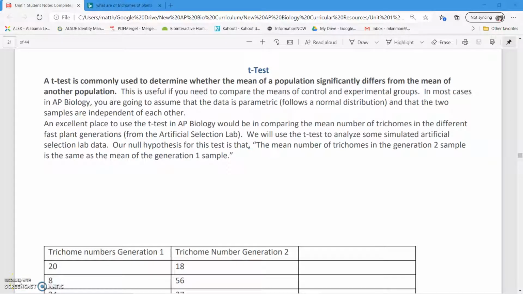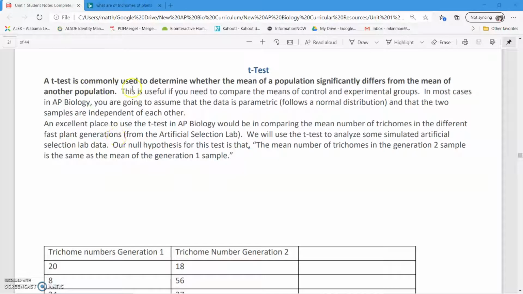Alright, so in this video I'm going to talk about the t-test for the water lab. You're probably wondering, we already have a chi-square test, why do we need a t-test? Well, the chi-square test is not going to apply here because we're not looking at an observed versus an expected, which is what the chi-square test is for. We're looking at the different means.